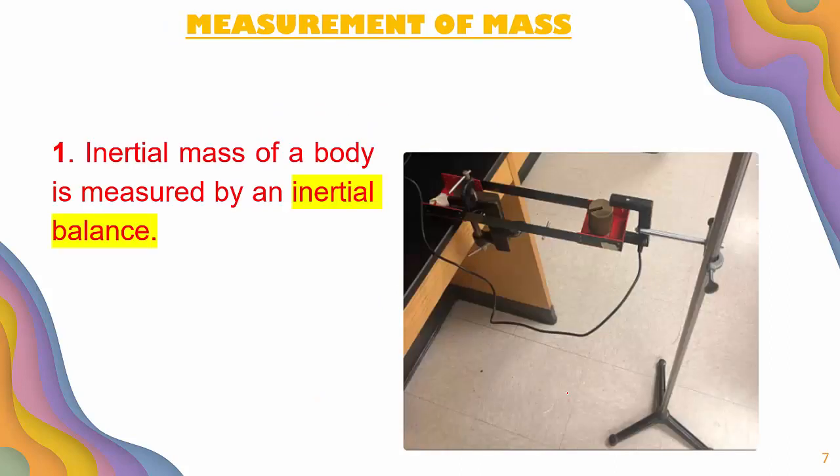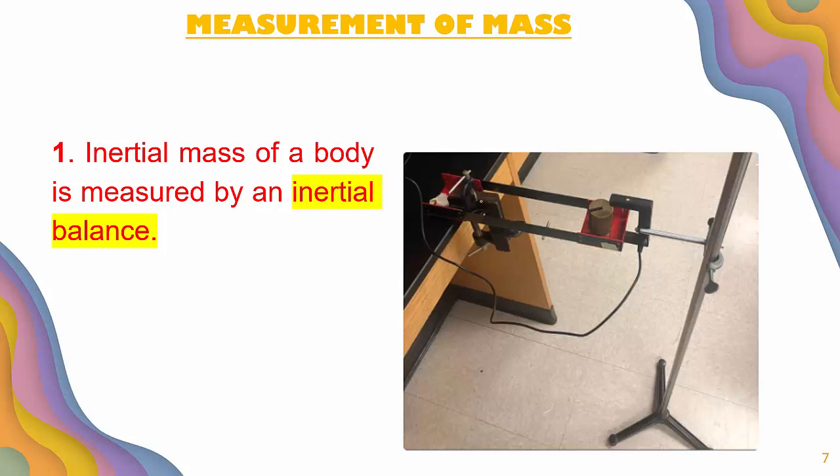Now measurement of mass. So in inertial mass we are using inertial balance. You can observe this picture here. This instrument is called inertial balance. Inertial mass of a body is measured by an inertial balance. Using this inertial balance, you can find inertial mass of a body.